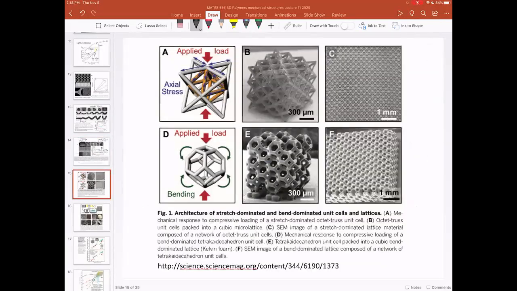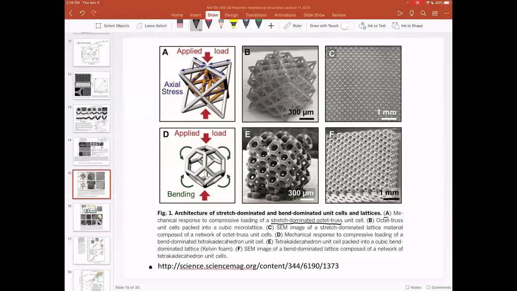This is another really cool demonstration from this science paper right here. And I think this is the group from Lawrence Livermore National Lab. And so if you're interested in additive manufacturing, you should have Lawrence Livermore National Lab on your radar screen because they're doing some of the coolest stuff. And they have these two types of trusses. And so they have what's called a stretch dominated truss. Yeah, so that's A. So this stretch dominated octet truss is A.